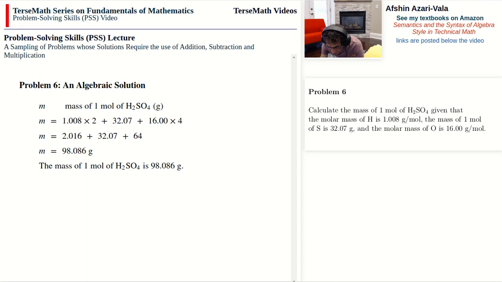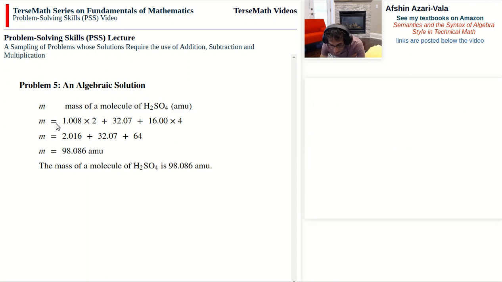Now let me take a look at problem number 5. Take a look at this one. It says M is the mass of a molecule of H2SO4 in AMU, and you notice that it's identical in terms of the numbers that go into it. These numbers are identical to what we had for the mass of 1 mole of H2SO4. The difference is at the end: the mass of a molecule will end up using the unit AMU, and the mass of 1 mole would end up using grams, but the numerical values will be identical.